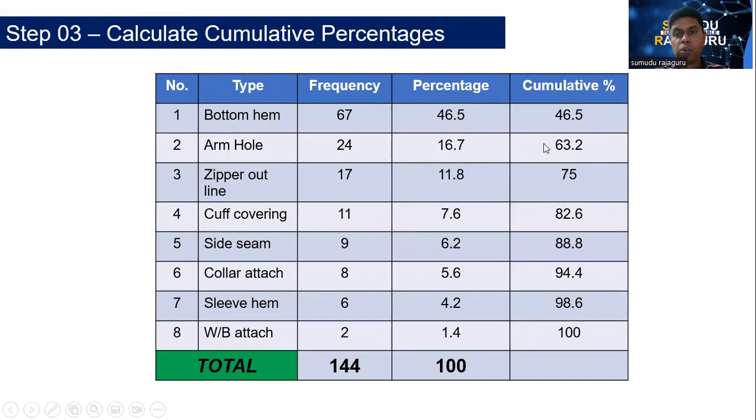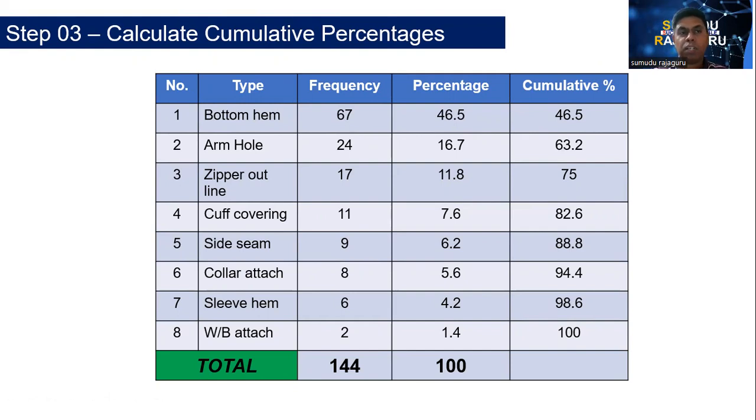This is the cumulative percentage. Then when we come to the zipper outline, the third issue, we have to add 63.2 to 11.8. Then 75 percent comes as the cumulative percentage. Likewise, by adding whatever number comes here to the next individual percentage, the cumulative percentage comes.